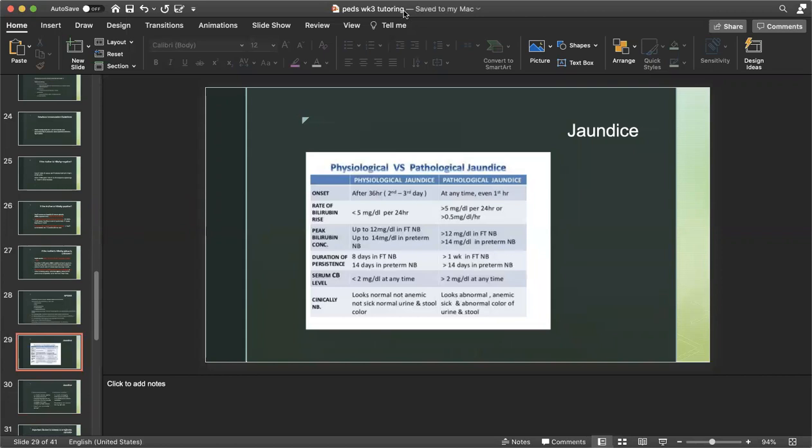Okay, jaundice. I took this straight from her PowerPoint because this chart was super helpful when I studied. You really do need to know the differences between physiological and pathological jaundice. This was definitely on the test. Physiological jaundice occurs after the 2nd or 3rd day, and pathological can happen at any time. With physiological jaundice, the babies will look normal, not anemic or sick, but with pathological jaundice, they will look sick. Pathological jaundice is a bad one, and physiological jaundice is kind of normal.